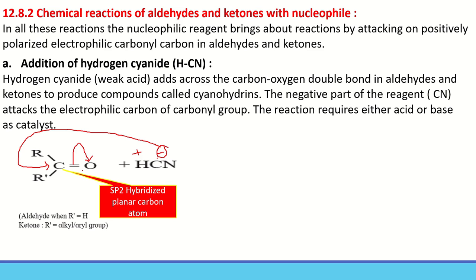Once the pi electron shifted towards the oxygen due to the cyanide, the negative oxygen donates the electron to the hydrogen. Clear? The resulting structure will be cyanohydrin, because the structure has cyanide as well as the hydroxyl group. Hence the structure name will be cyanohydrin.